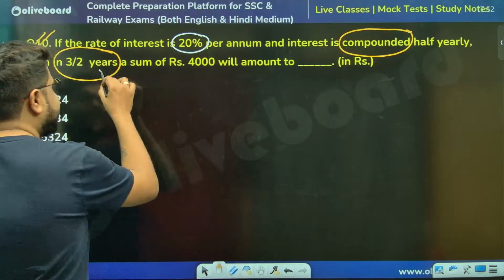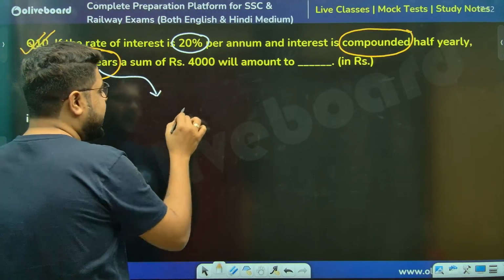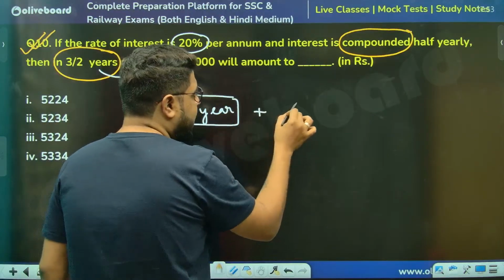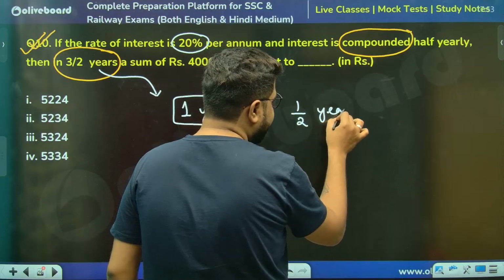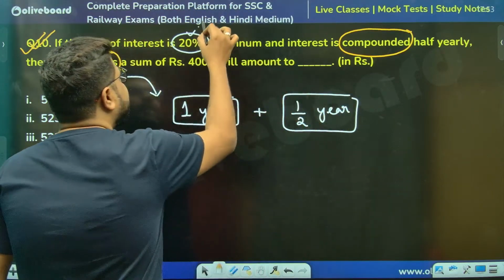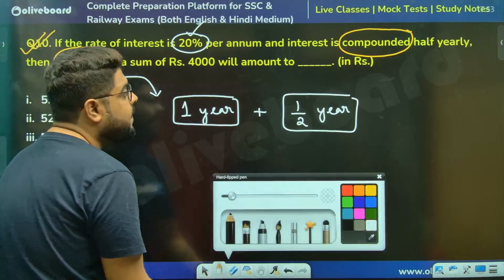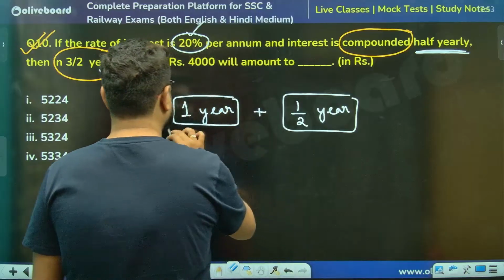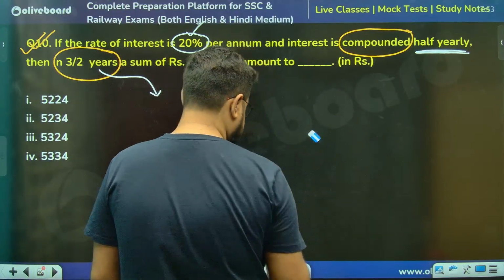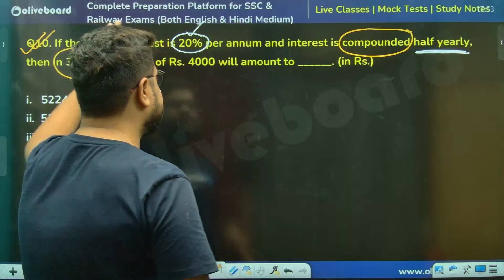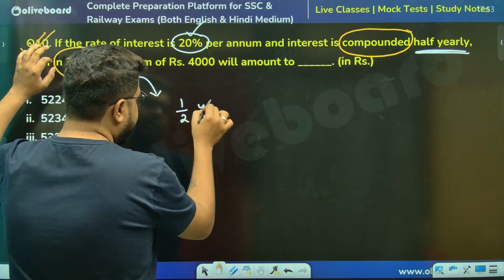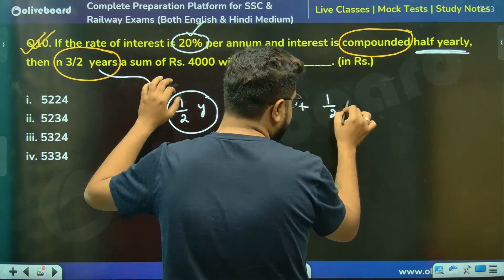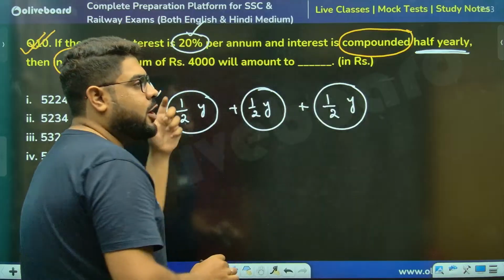3 by 2 years means, think like this, sir. Break it down. It means 1 year and half a year. Rather, let's break down this interest. Oh, compounded half yearly. Sorry, I had not seen it. Then we don't need that much, sir. So half yearly means half a year plus half a year plus half a year, the number of compoundings we needed.